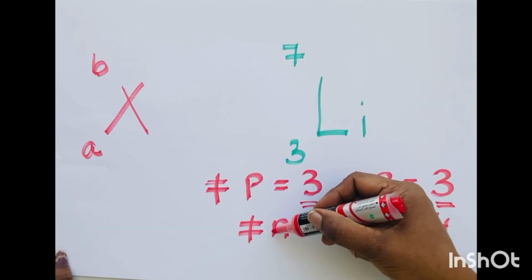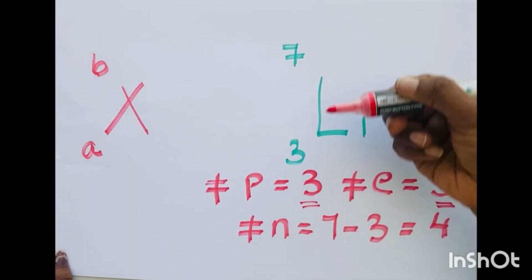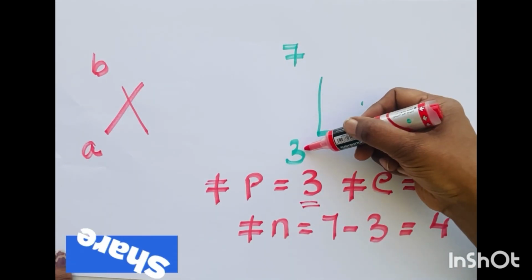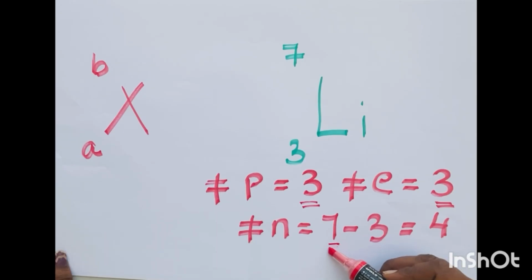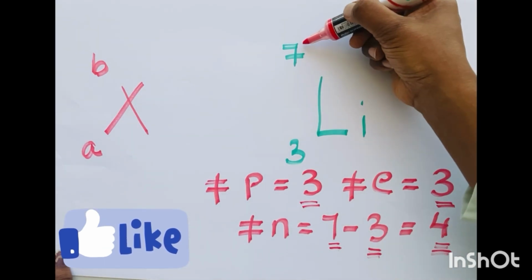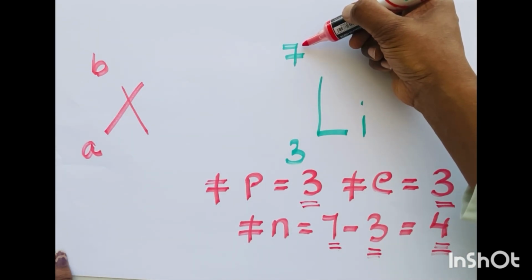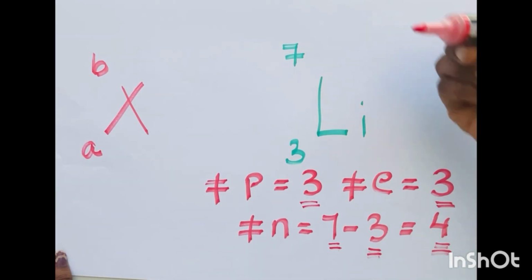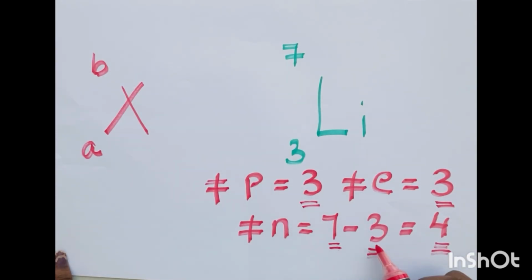So the number of neutrons will be the mass number minus the atomic number. That means 7 minus 3, which is 4. Because the mass number is the sum of the number of protons and neutrons. So to get the number of neutrons, we can subtract the number of protons from the mass number. So we get the number of neutrons.